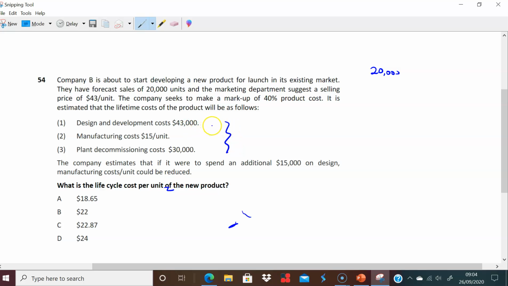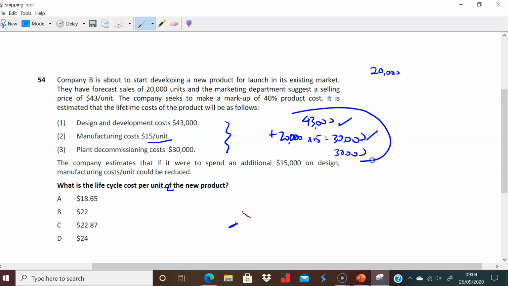So you have design cost of 43,000. I'll write 43,000 here. Manufacturing cost of £15 a unit. So I'm going to go 20,000 times 15. Then I have the 43,000, and then I have decommissioning costs of 30,000 as well. So I have all these three costs together.